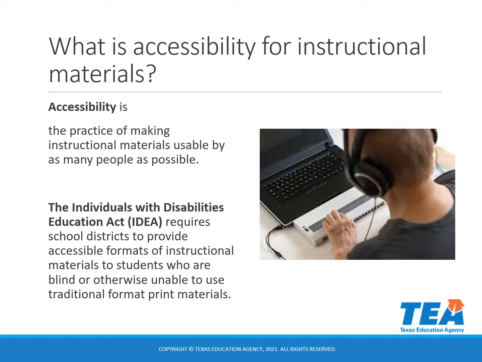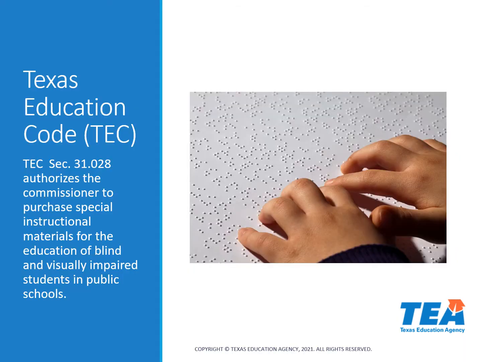The Individuals with Disabilities Education Act, or IDEA, requires that school districts provide accessible formats of instructional materials to students who are blind or otherwise unable to use the traditional format print materials. Section 31.028 of Texas Education Code is the statute that authorizes the commissioner to purchase specialized formats for the students who require them.